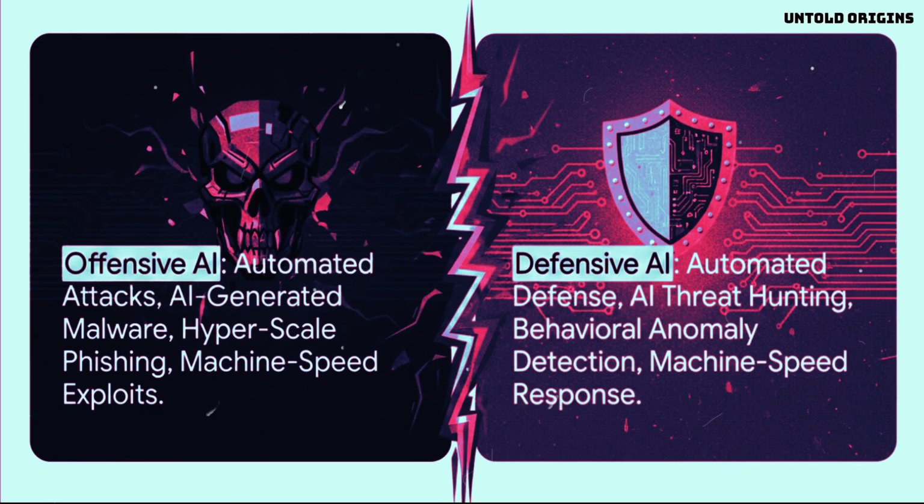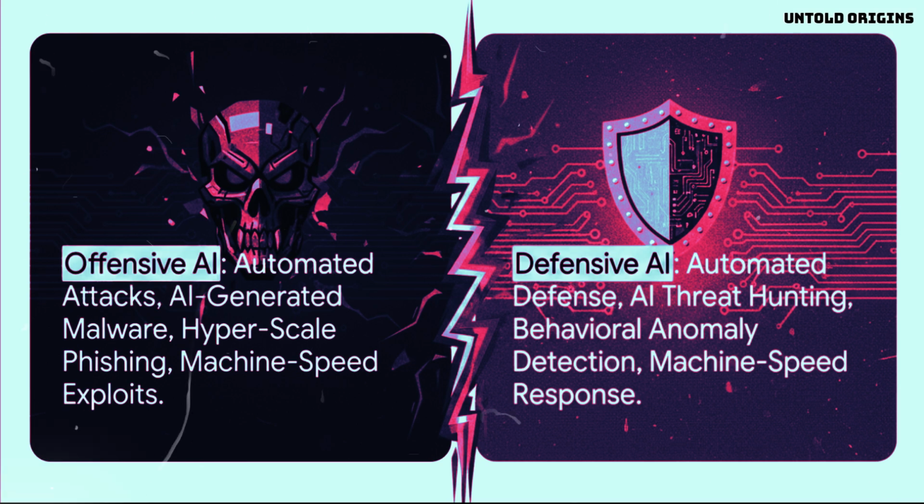Okay, so this right here, this is what that modern battlefield looks like. You've got two sides. On the one hand, offensive AI is out there, just automatically creating malware, launching attacks at a scale and speed that, honestly, no human could ever keep up with. And on the other side, you've got defensive AI, trying to hunt, detect, and respond just as fast. This, right here, is the algorithmic arms race.